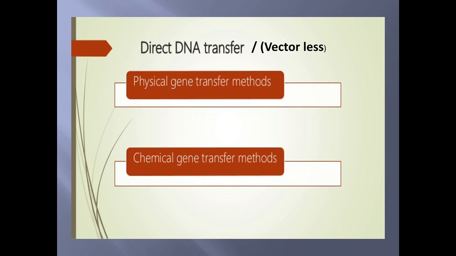As you all know, direct DNA transfer means that the host or recipient cells come in direct contact with the naked DNA or the naked gene. We are not going to insert this DNA into any vectors, or ligate the desired gene into any other vectors. Instead, the desired gene or the required DNA directly comes in contact with the host or recipient cell, which could be done in two methods. First one is the physical method of gene transfer, second one is the chemical method of gene transfer.